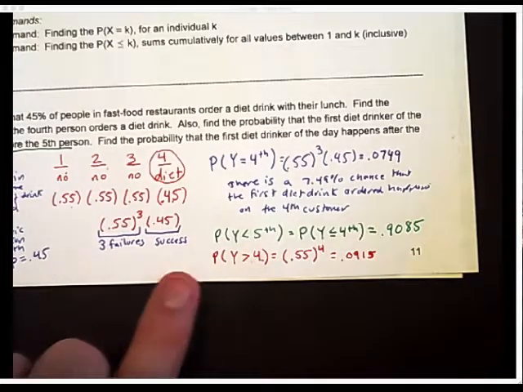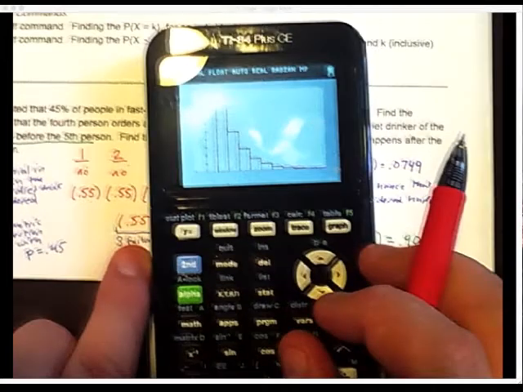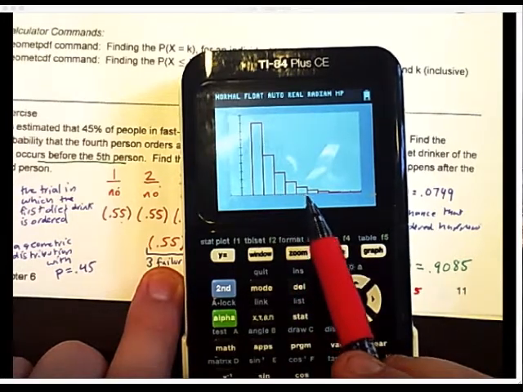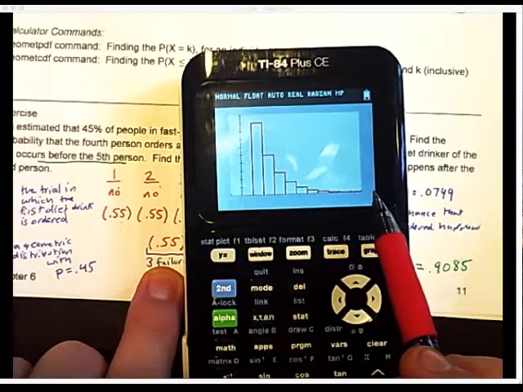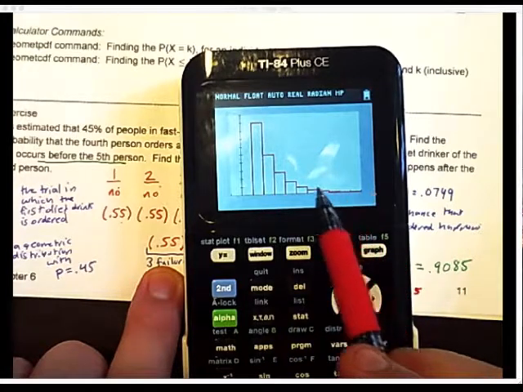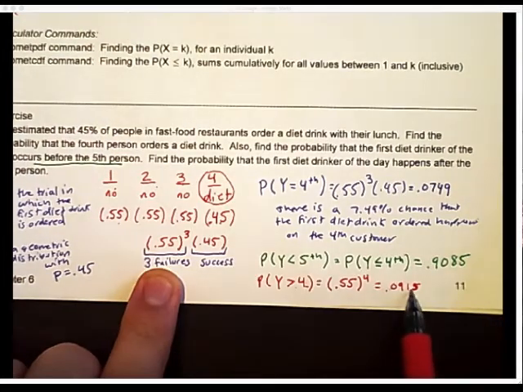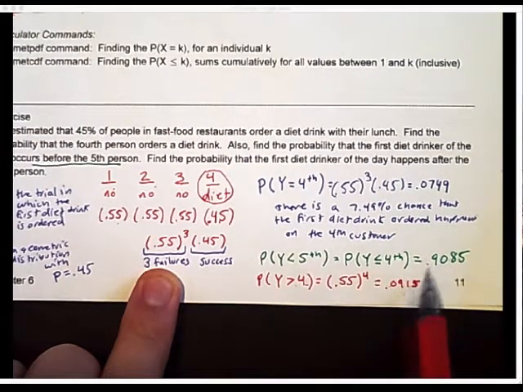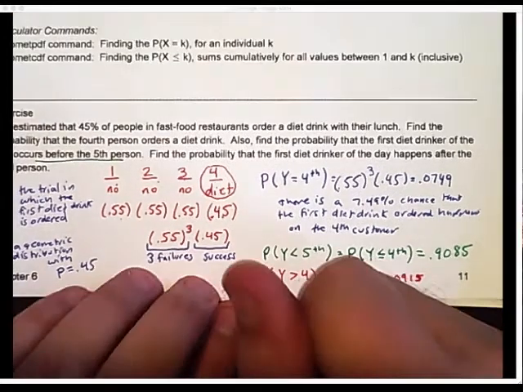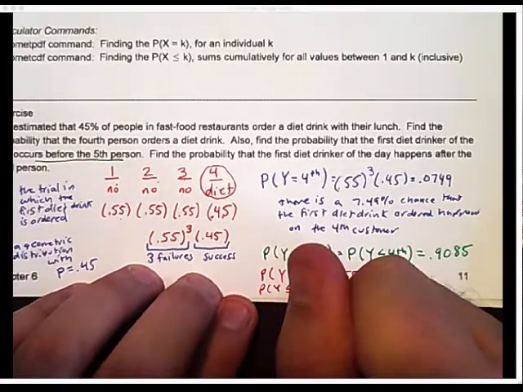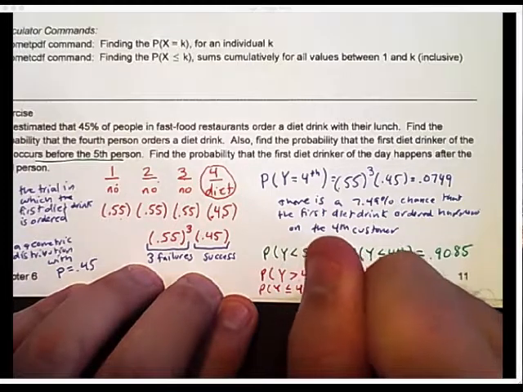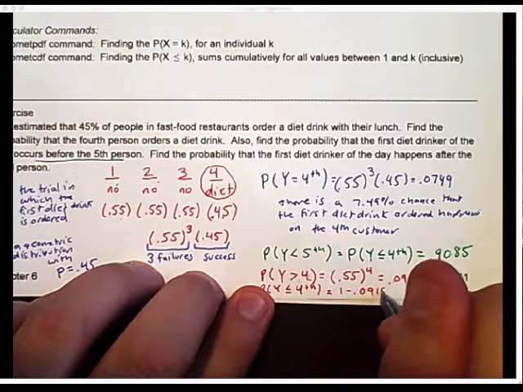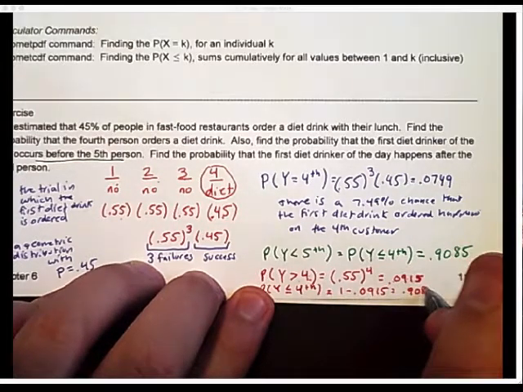So y is greater than 4 means 5 and higher. What that formula does is a quick way to add up the 5th bar and all the bars out to infinity to the right. It's actually an infinite sum. So when we do that, we get 0.0915. But these two things are complements. Notice that. So if I wanted to find the probability that y is less than or equal to the 4th trial, I would just do 1 minus 0.0915, which would give me 0.9085.